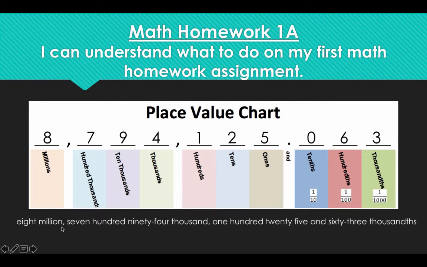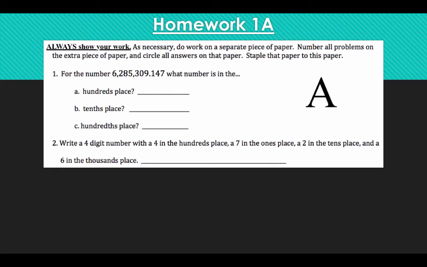So 8,794,000, there's your comma. 125, there's the word and, which indicates we've got a decimal point, 63 thousandths. Okay, so let's take a look at the very first problem.